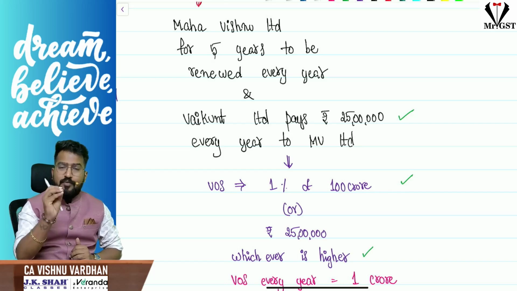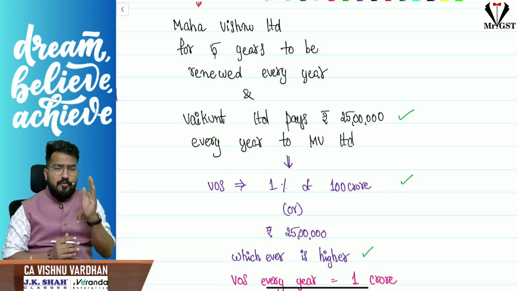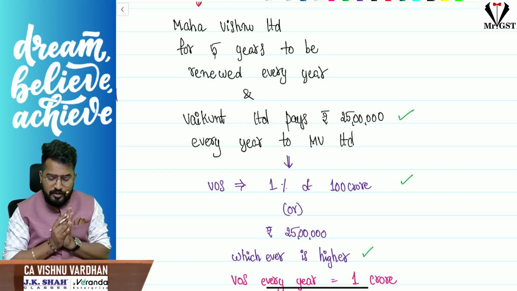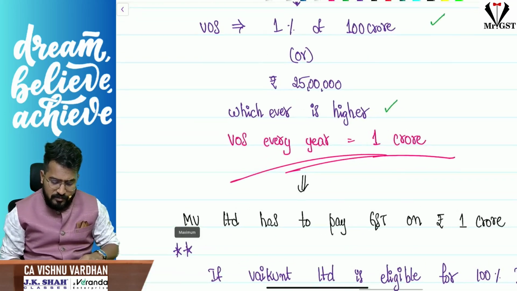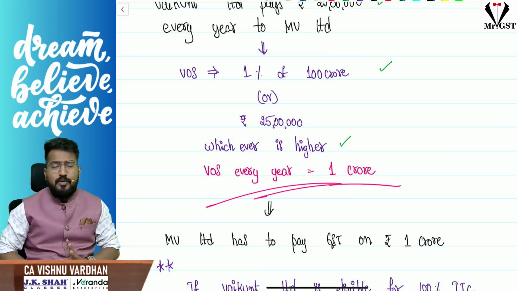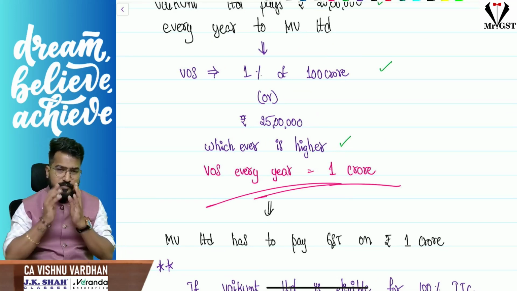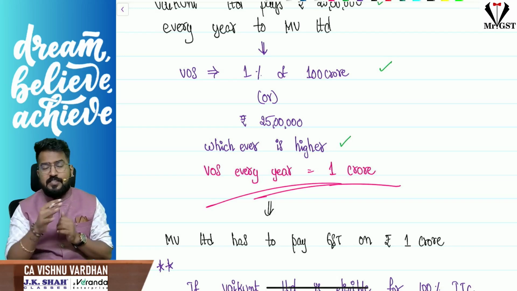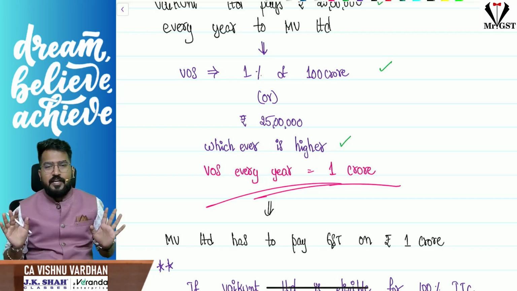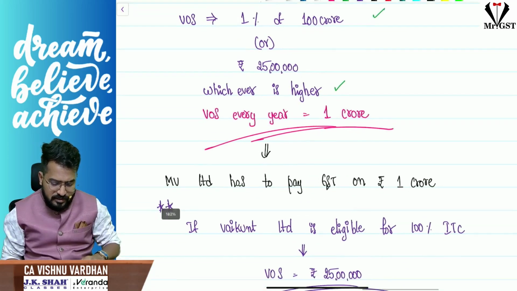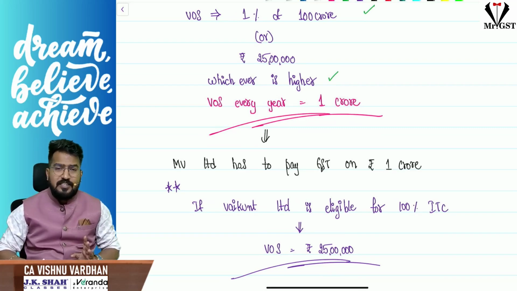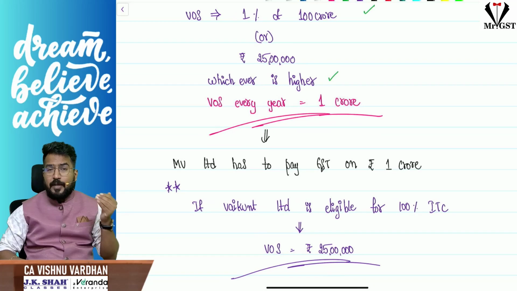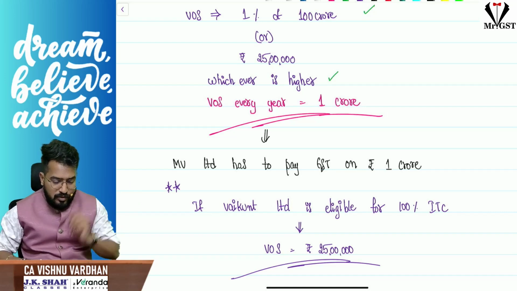Now please understand, what is the value of supply? The value of supply will be 1% of 100 crore, the guarantee given, or 25 lakhs, whichever is higher. Obviously 1 crore will be higher, and Mahavishnu Limited has to pay GST on 1 crore, being the supplier. If Vaikunth Limited, the recipient, can take ITC fully at 100%, then whatever is charged in the invoice is the actual consideration, and that itself will be taken as the value of supply. We will not compare it with 1% of the amount on which the guarantee is given. Clear? So that is the second scenario.